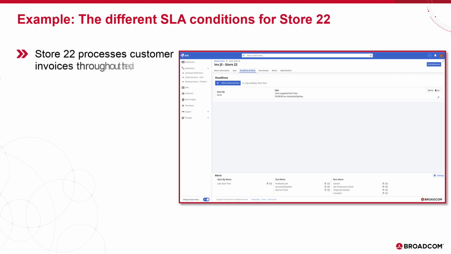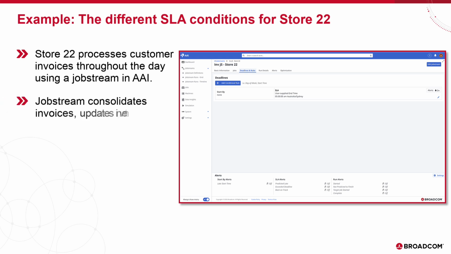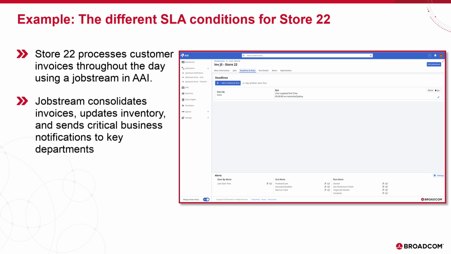Store 22, part of a global apparel brand in Sydney, processes customer invoices throughout the day using a job stream in AAI. This job stream consolidates invoices, updates inventory, and sends notifications to warehouse, logistics, and the finance teams.